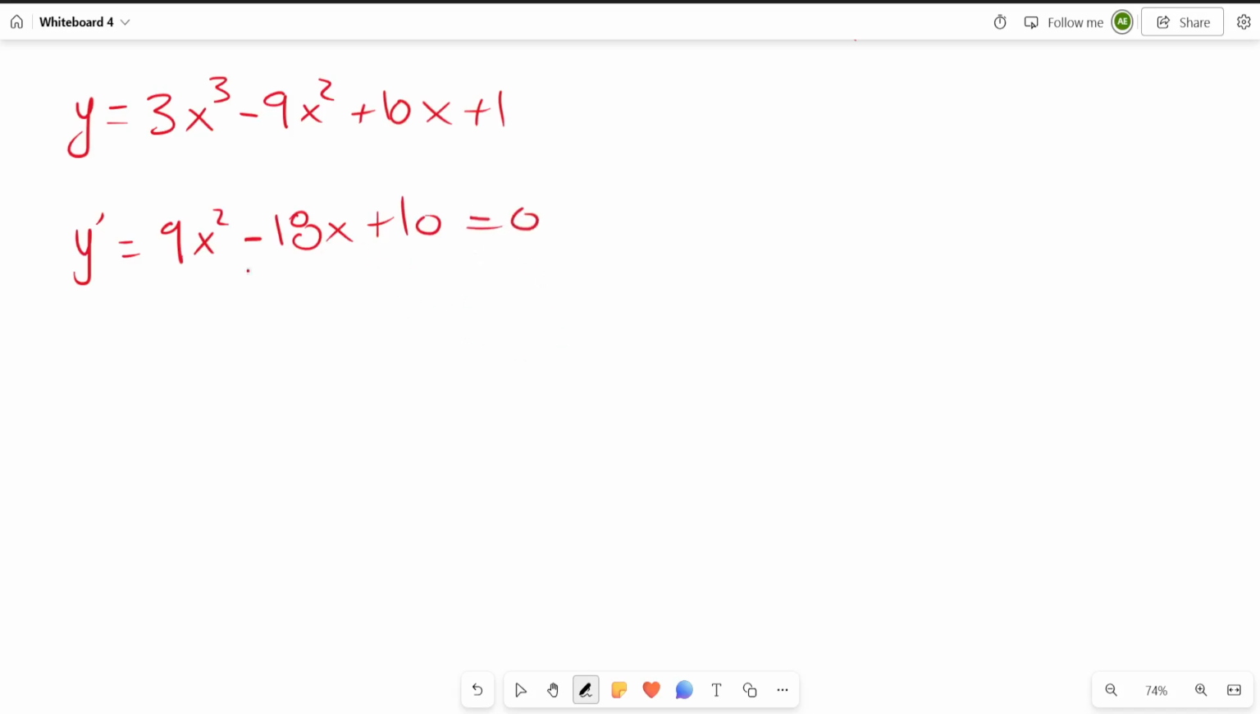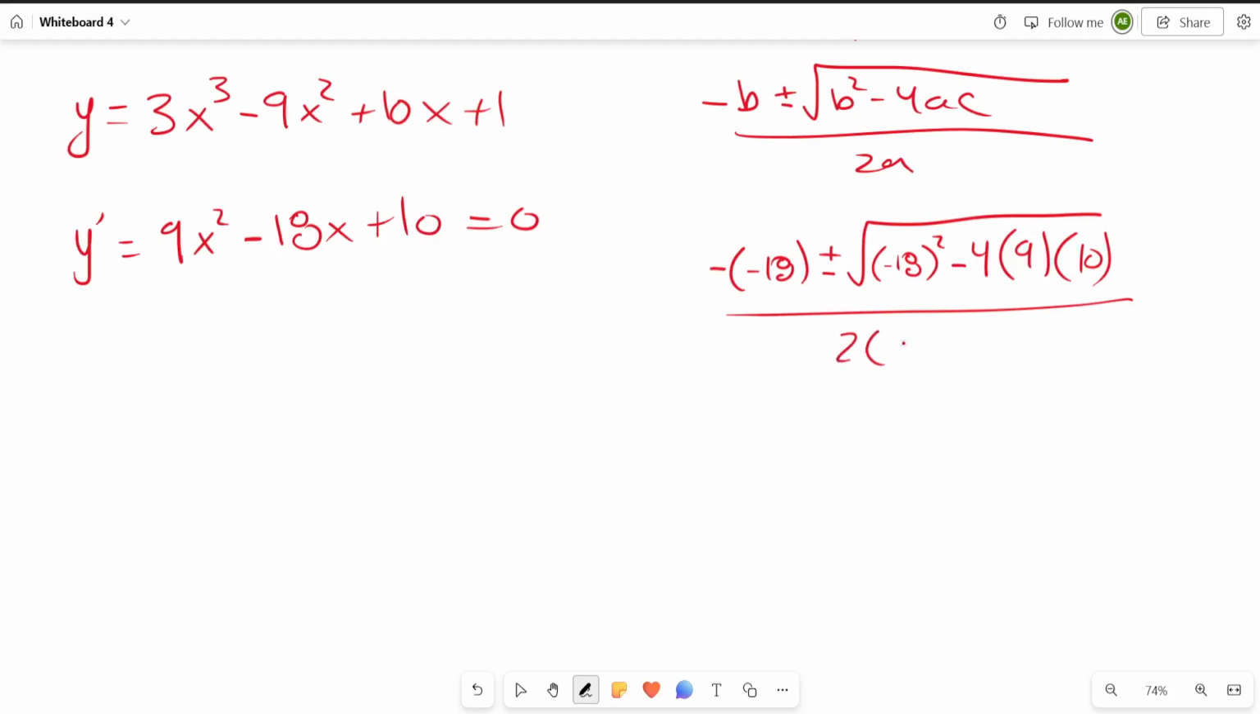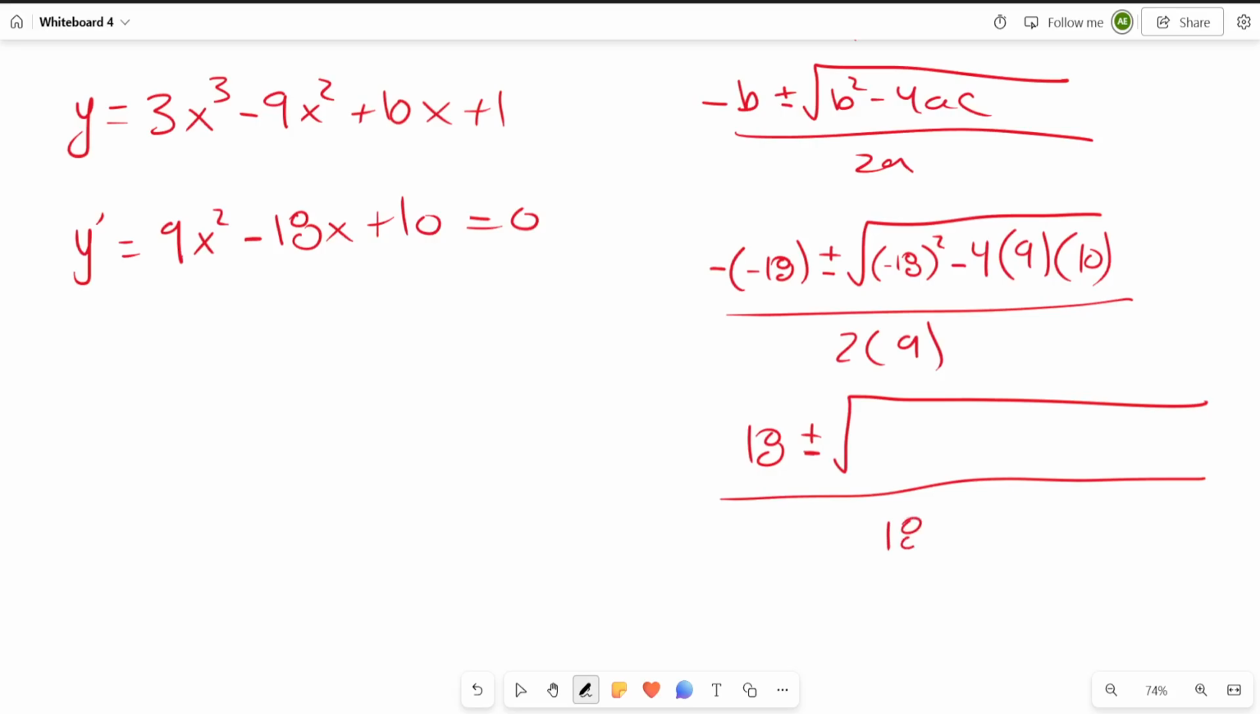So this looks like it's quadratic, so I'm going to use the quadratic formula to solve. I know that my quadratic formula is minus b plus or minus the square root of b squared minus 4ac, over 2a. So minus b, so minus minus 18, plus or minus the square root of minus 18 squared minus 4 times a, which is 9, times c, which is 10, over 2 times a, which is 9. So here I'll have an 18 plus or minus. Let's check what happens under the square root. This is over 2 times 9, so over 18.